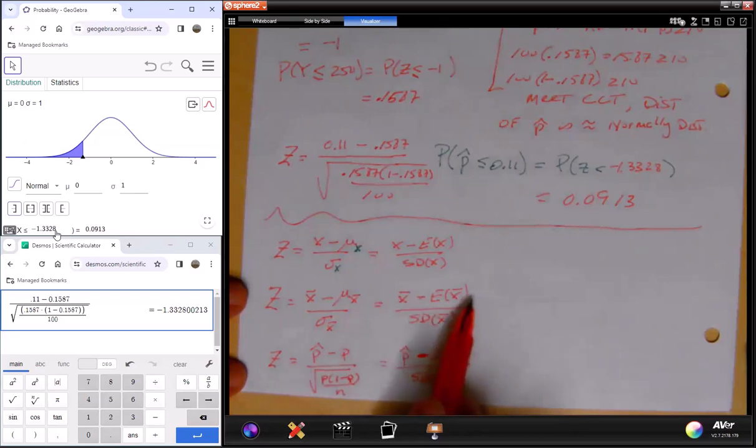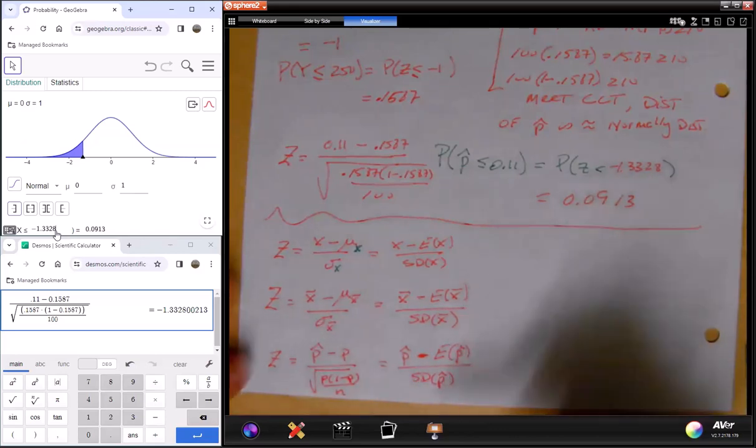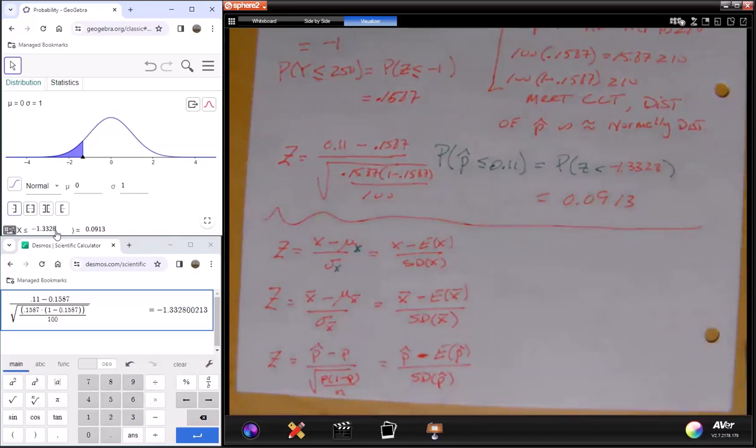So that's why sometimes we just mask it saying, look, somehow this is the mean of the population, this is the standard deviation of the population. So you have your three z-scores for the three situations that we've encountered so far.